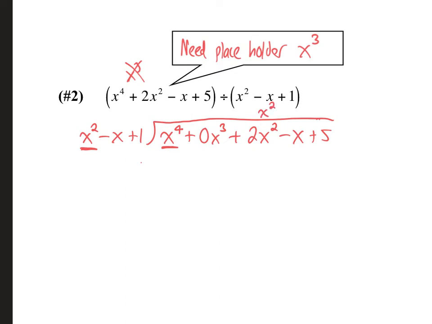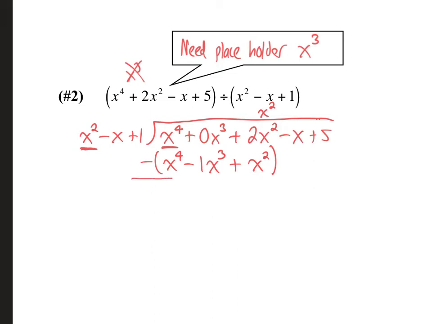Then we need to subtract. We're going to multiply x squared by all the terms in the divisor over there. We're going to multiply x squared times x squared, times negative x, and times positive 1. So what is x squared times x squared? Well, that's x to the fourth. X squared times negative x is negative 1x to the third. And then we have x squared times 1 is plus x squared.